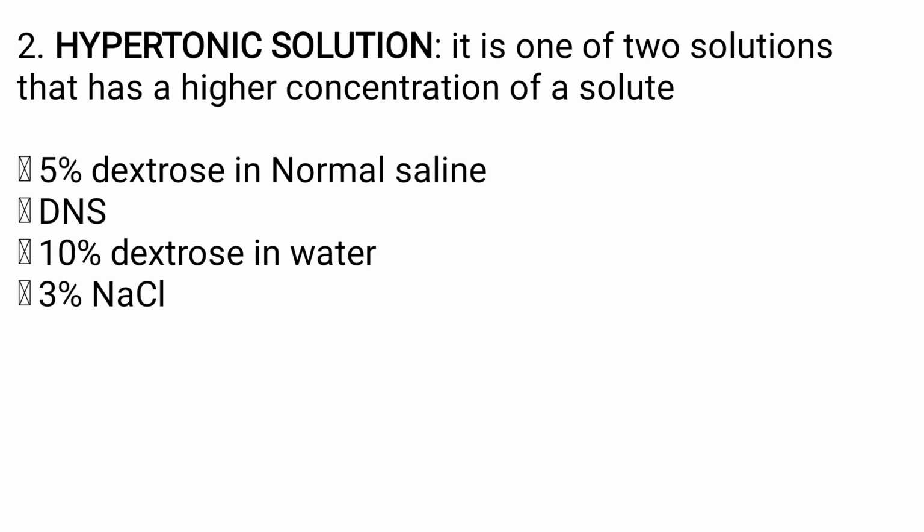Coming to the second one, hypertonic solution. It is one of the solutions that has a higher concentration of solute. So examples are 5% dextrose in normal saline. If you observe the difference, for isotonic it is 5% dextrose in water, whereas in hypertonic it is 5% dextrose in normal saline, DNS, 10% dextrose in water, and 3% NaCl. So if you are asked to pick the hypertonic solution, and these are present, then you need to take that answer.